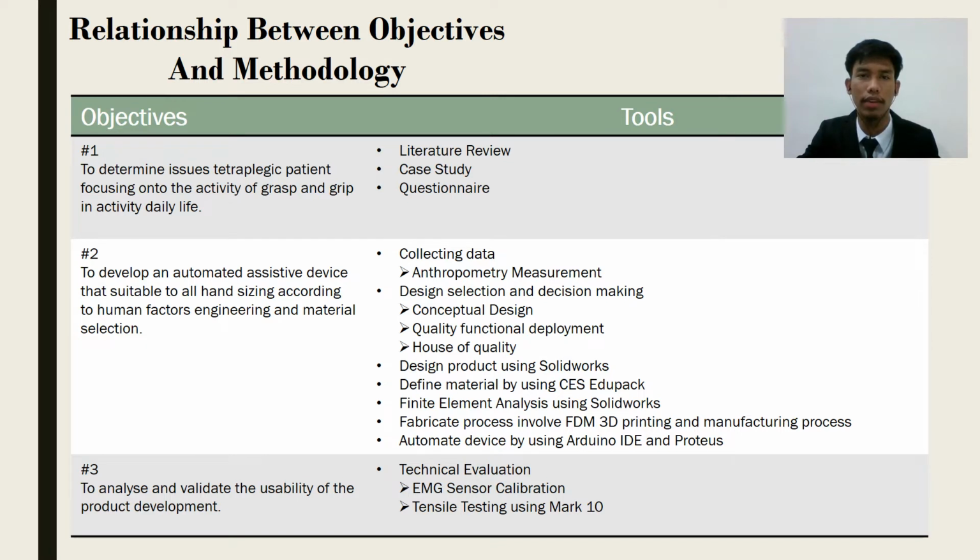To achieve objective 3, the assistive device that has been fabricated and integrated with the controller should be tested. As the input controller, the EMG sensor needs to be calibrated to get the average output voltage, while mechanical testing measures finger force rate at different angles.